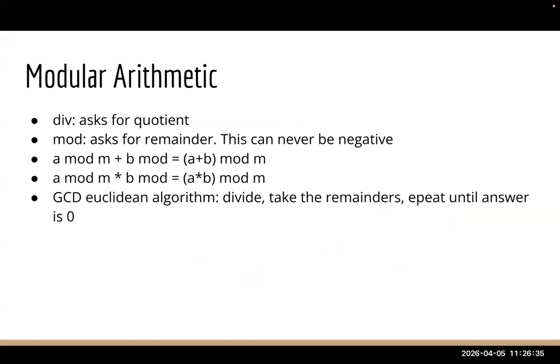Now, let's move on to modular arithmetic. What are the basic symbols of modular arithmetic? What are the different types of things we use? So there is this thing called div, which basically asks us for the quotient. So it will be something like 14 div 2. If you divide 14 by 2, it's just asking you what the quotient is. Now, 14 divided by 2, that's 7. Our quotient is 7.